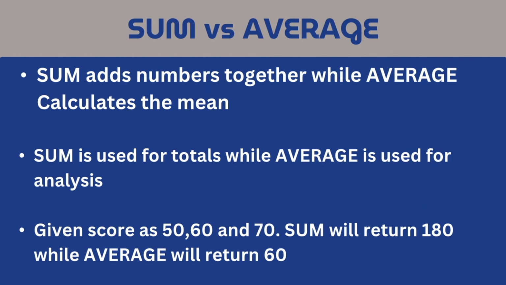Now, let's look at the sum versus the average. Sum adds numbers together while average calculates the mean of the numbers. Sum is used for totals while average is used for analysis. So given that the scores are 50, 60 and 70, sum will return 180 while average will return 60.